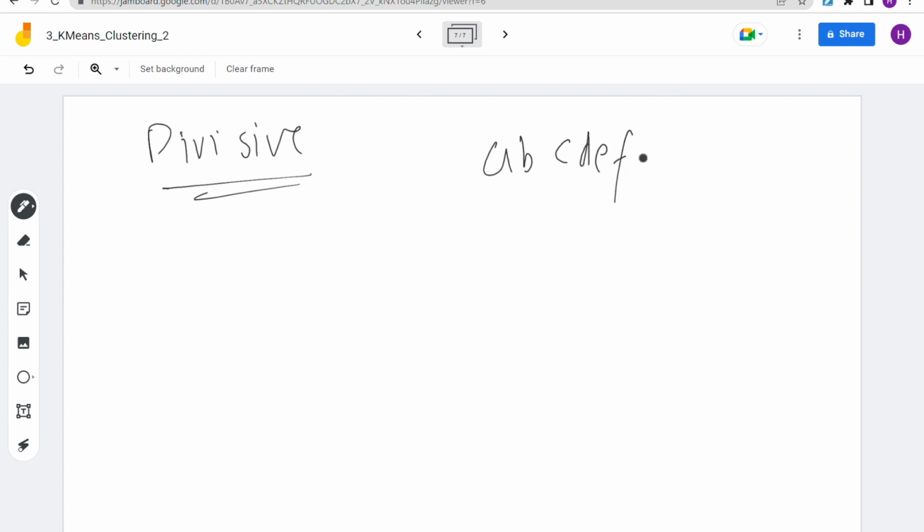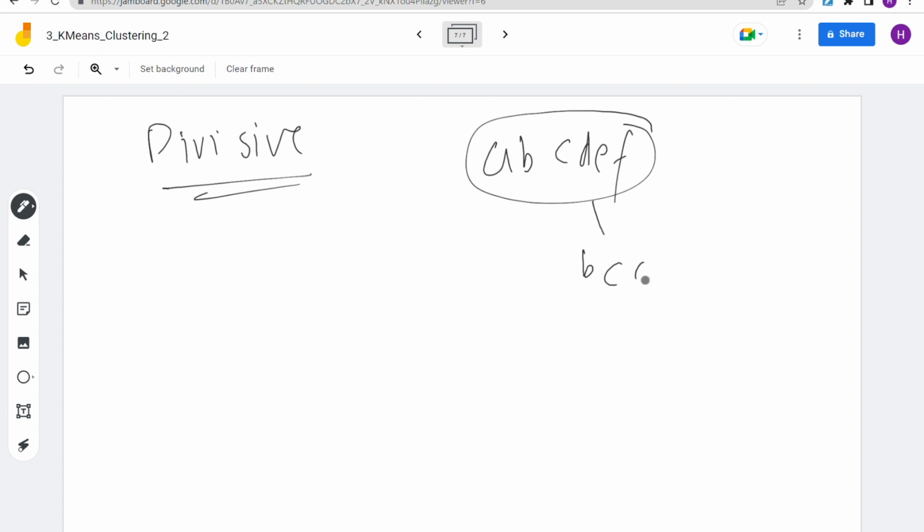Now next we have what? Divisive clustering. In divisive clustering, it's just the reverse of agglomerative clustering. At the top you have one giant cluster and you are just dividing it.